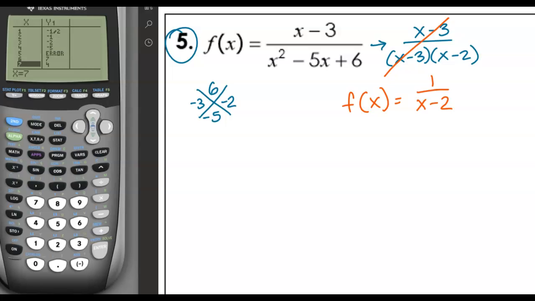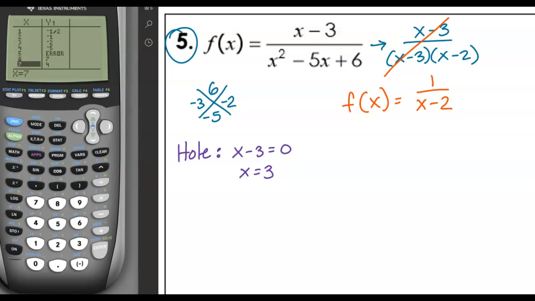Now, what does that canceling create in our graph? What is now created because we canceled out that factor? Yes, we now have a hole, whose x value is 3. Now, is a hole a line on a graph? Should I draw a line for this hole on my graph? No, no. Good. A hole is a point on a graph.